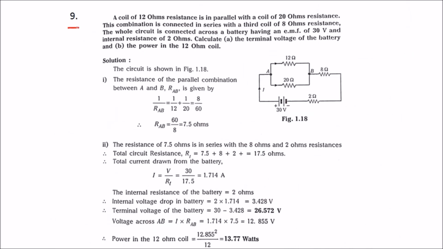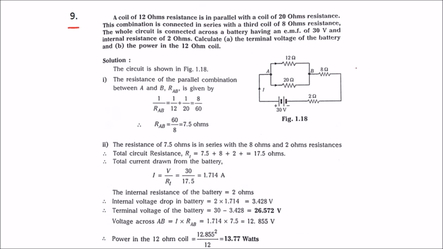Problem number 9. A coil of 12 ohms resistance is in parallel with a 20 ohm resistance. This combination is connected in series with a third coil of 8 ohms resistance. The whole circuit is connected across a battery having an EMF of 30 volts and an internal resistance of 2 ohms. Calculate the terminal voltage of the battery and the power in the 12 ohm coil.